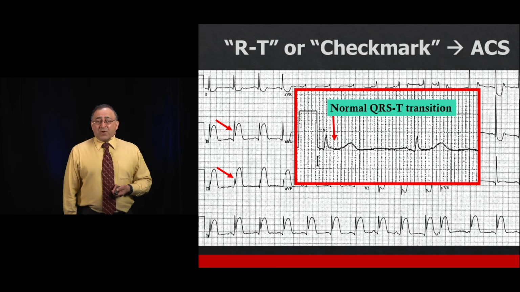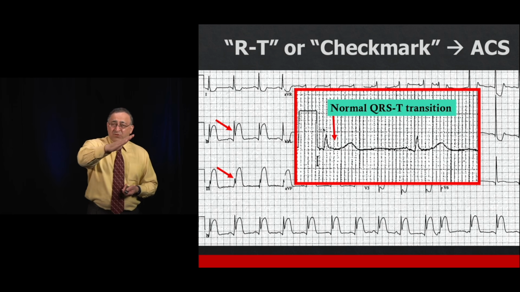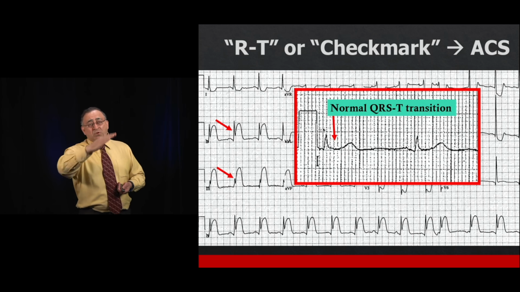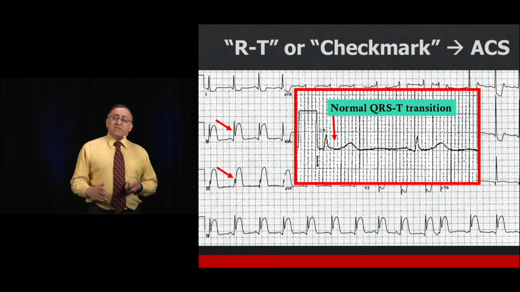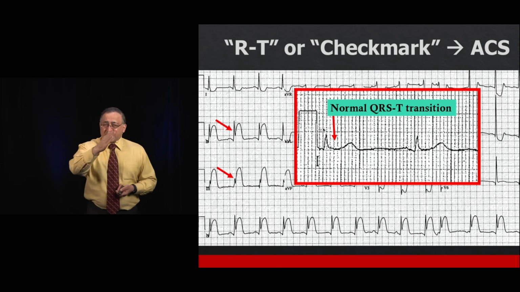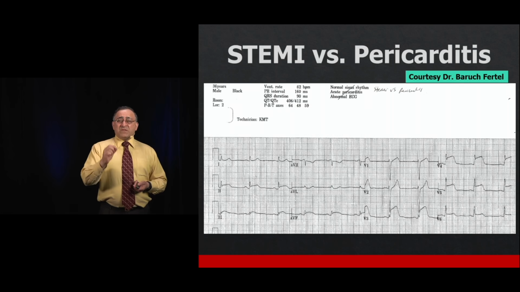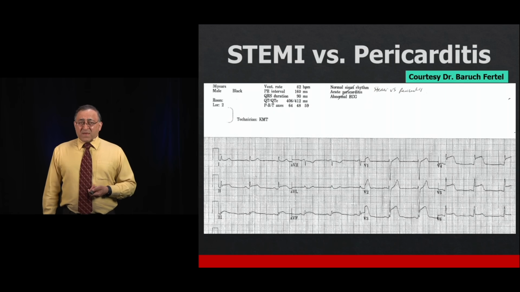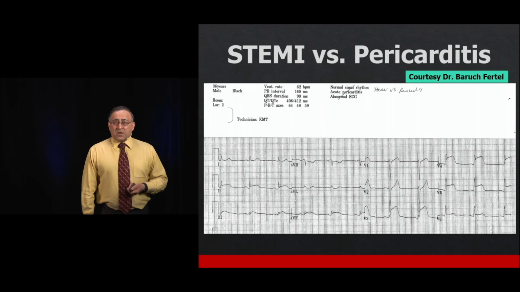That is pericarditis. Pericarditis gives you a nice gentle transition. That's the normal transition that you often see with pericarditis. You could see that with STEMI also, but pericarditis has to have a gentle transition. When you see it shoot right out of there, then that really points towards a STEMI.